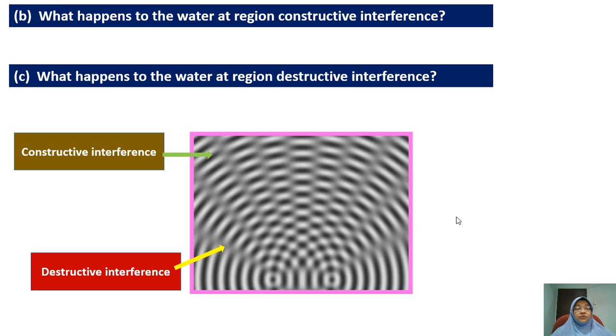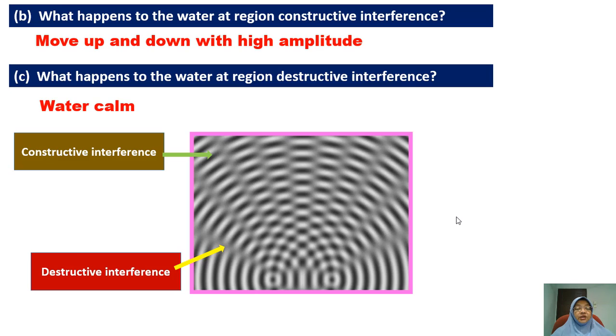At the region of constructive interference, an object at that location will move up and down with high amplitude. Next, what happens to the water at the region of destructive interference? The water will become calm, and an object in this region will stay stationary.